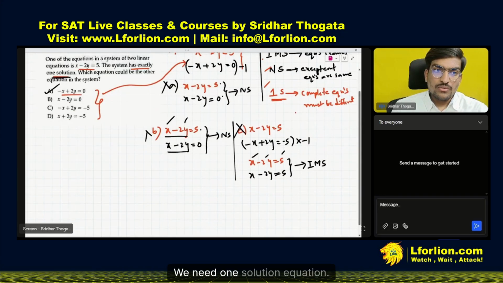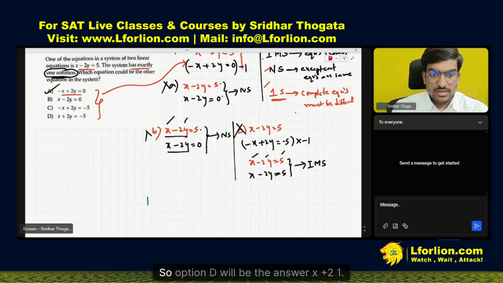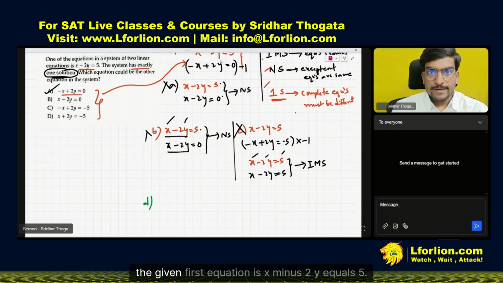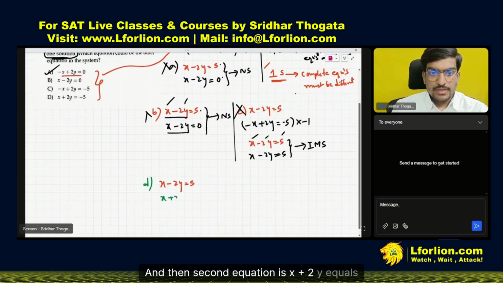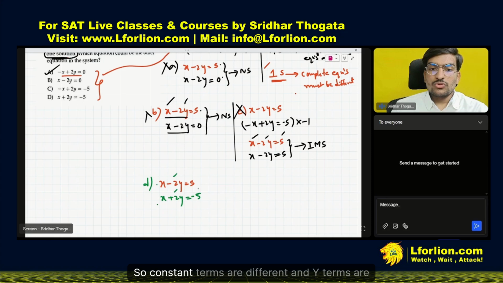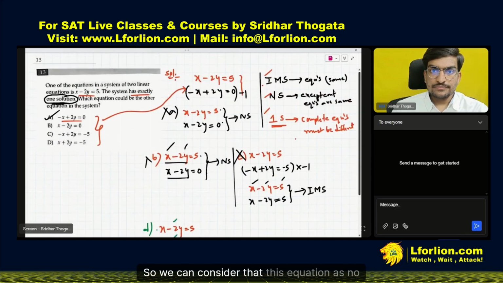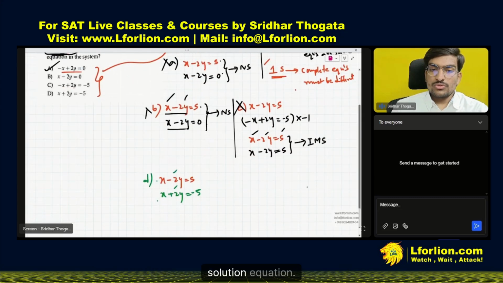We need a one solution equation. So let's go for that. Option D is left, so option D will be the answer. The given first equation is x minus 2y equals 5, and then the second equation is x plus 2y equals negative 5. You can see constant terms are different and y terms are different, x terms are same. So constant terms are different and y terms are also different. So we can consider this equation as a no solution equation.